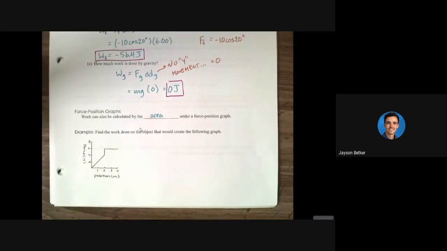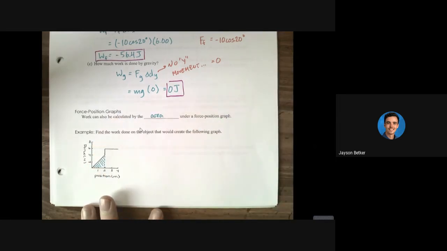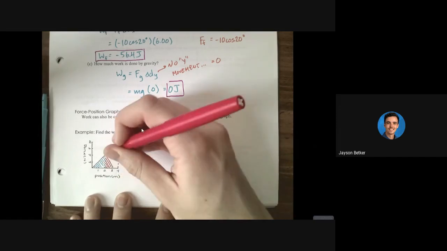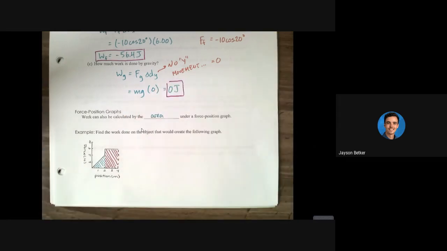So for this graph here, I have an object where we're increasing the force while changing its position, and then we have a constant force applied for the next increasing position of another 2 meters. So what I'm going to do is separate these two sections. I've got section number 1 there, and then section number 2 here, and all we need to do is calculate the area.